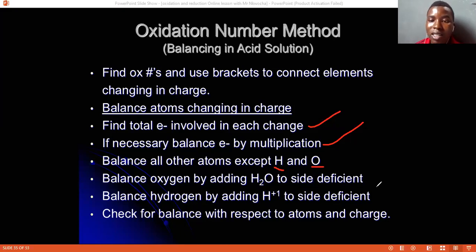So if you have oxygen on the left hand side and you don't have oxygen on the right hand side, all you need to do is to add water to the right hand side. If you have hydrogen on the right hand side and you don't have hydrogen on the left hand side, that side that is hydrogen deficient, you balance it by adding hydrogen to the other side, so that you now check for the balance of the respective atoms. I can't lie to you, this is like the simplest step I've shown.